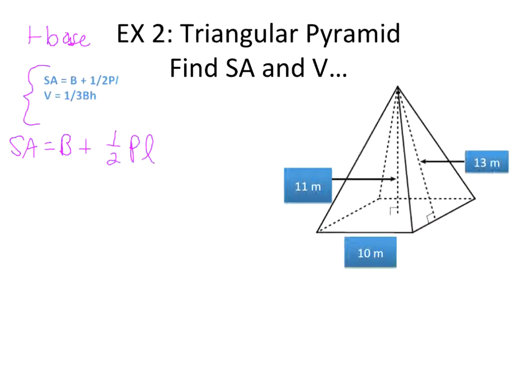So I'm going to give you guys a quick minute. I want you to fill in what is big B. I want you to try and fill in what your perimeter is and what your slant height is. So take a quick second and try that on your own, and then press resume when you're ready.